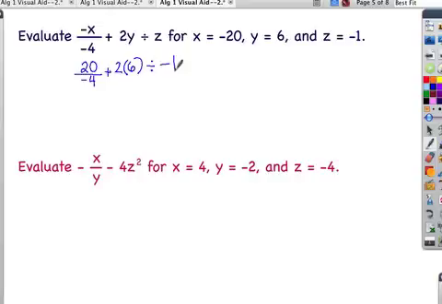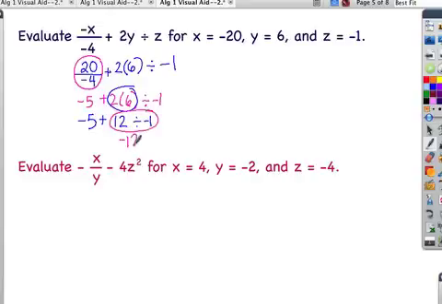So, since there's nothing to do within my parentheses, and there are no exponents, I go and do my multiplication and division from left to right. 20 over negative 4 means 20 divided by negative 4, which is negative 5. And I recopy everything else. And now I do 2 times 6, which is 12, and I recopy everything else. And then I divide 12 divided by negative 1, which gives me negative 12.